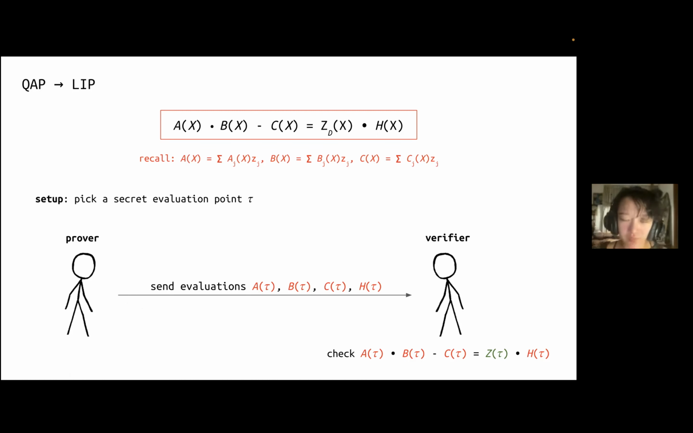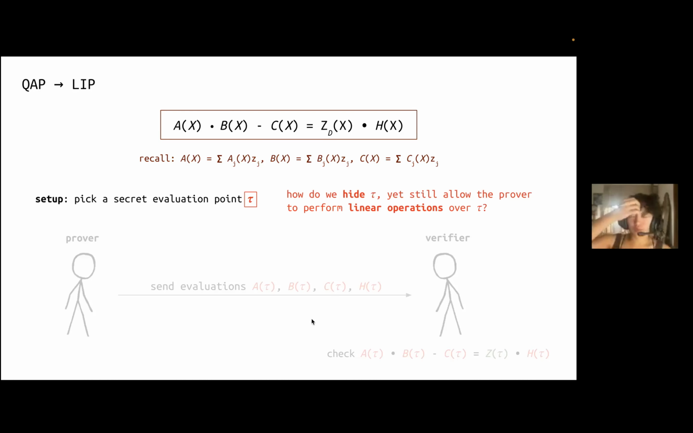Why this had to be a secret evaluation point is because if the prover knew it in advance, then it could have chosen its witness to manipulate these polynomials to agree at exactly tau, even though this identity does not hold. This is where the elliptic curve pairing stuff comes in, in addressing this problem. In real life, how are we going to hide this value tau? Firstly, how do we make a secret value tau? And secondly, how do we still allow the prover to perform linear operations over tau? The prover needs to be able to evaluate their polynomial at tau without knowing what tau is.